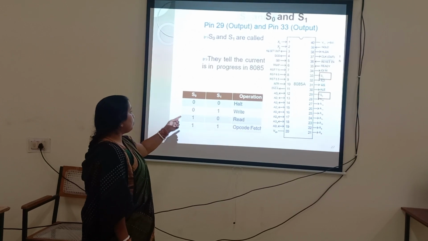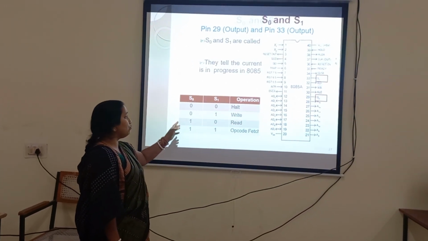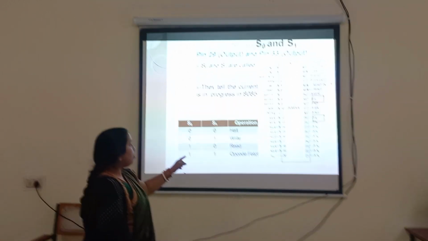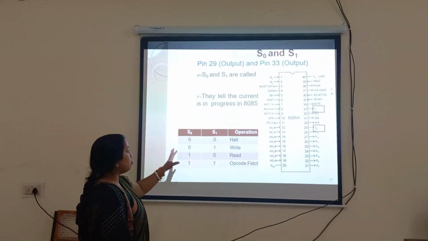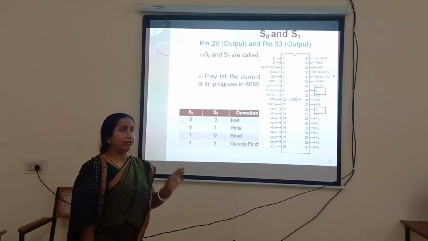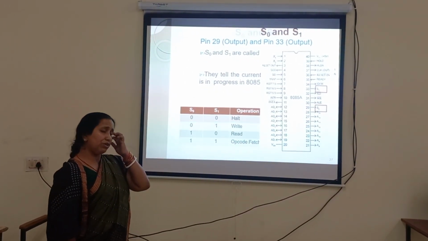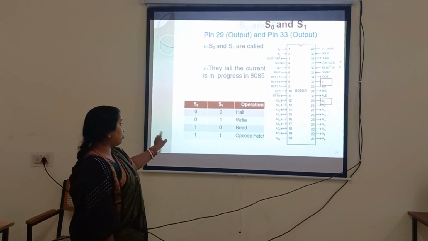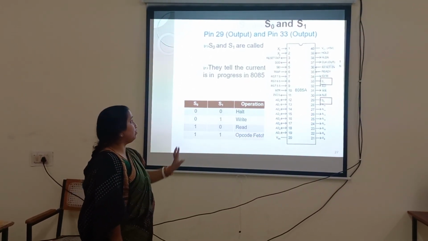Then 0, 1 means S0 equals 0 and S1 equals 1, a write operation is done by the microprocessor. When 1, 0, it is a read operation. When both values are 1, it is an opcode fetch. Opcode fetch means that when we have to execute a program, the first cycle is the fetch operation, which is denoted by S0 and S1 both being 1.